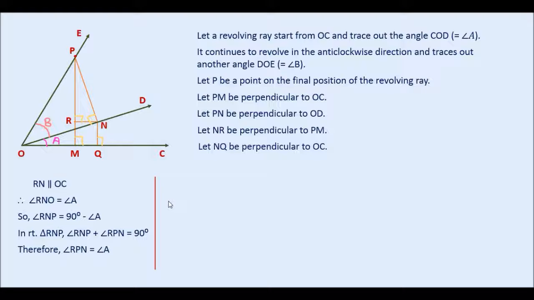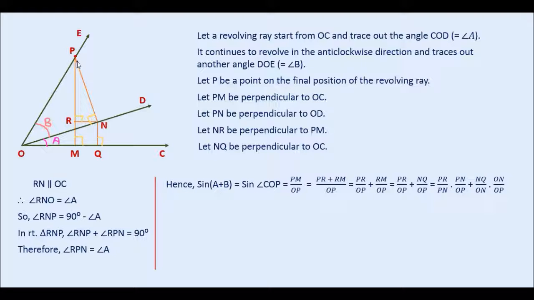Now we come to the sine of angle A plus B. As I have said before, it will be obviously equal to PM by OP, that is angle COP is angle A plus angle B, or sine of A plus B equal to sine of angle COP, which is equal to PM by OP. Now, we want to express this sine of angle A plus B in terms of trigonometric ratios of individual angles. That's why we have drawn so many perpendiculars. So, that is why we are writing PM as PR plus RM. Okay? And then we separate the two terms, so that it becomes PR by OP plus RM by OP.